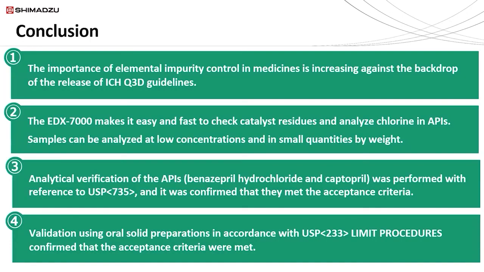Conclusion. I'd like to conclude with the following notes: the importance of elemental impurity control in medicines is increasing against the backdrop of the harmonization and globalization of the world, and the ICH Q3D guidelines. The EDX 7000 makes it easy and fast to check catalyst residues and elemental impurities in APIs, especially compared to a technique like ICP.